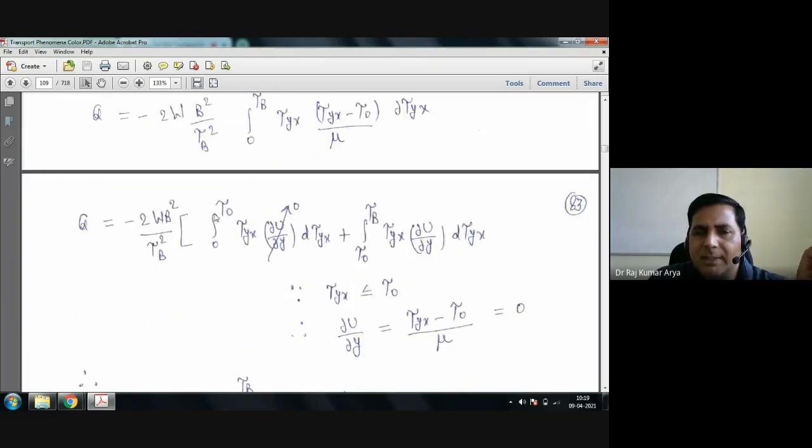Now what will happen in this region, 0 to tau naught? This del u upon del y term is 0 as we got previously, because this is your inner plug flow region, correct or not? In this your velocity is constant, so therefore your derivative is 0. So this term is getting cancelled, and you are left with this term only.